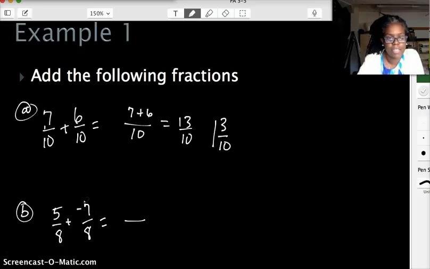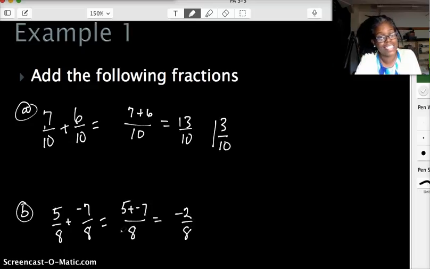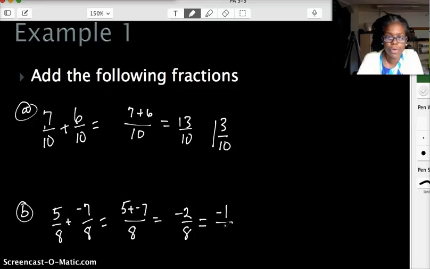I've got 5/8 plus a -7 over 8. 8 is the denominator. I'm going to keep it just the same, and my numerator is going to be 5 plus a -7. When I'm done here, I have -2 over 8. Notice when I'm adding two numbers with different signs, I subtract and take the sign of the higher number. But now it's time for me to reduce. What number can I divide the numerator and denominator by? I know you're shouting 2, 2, 2. So I end up with -1/4.